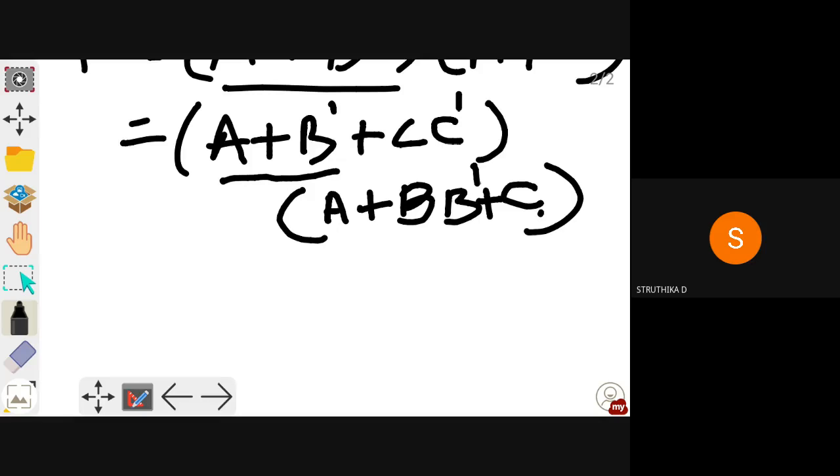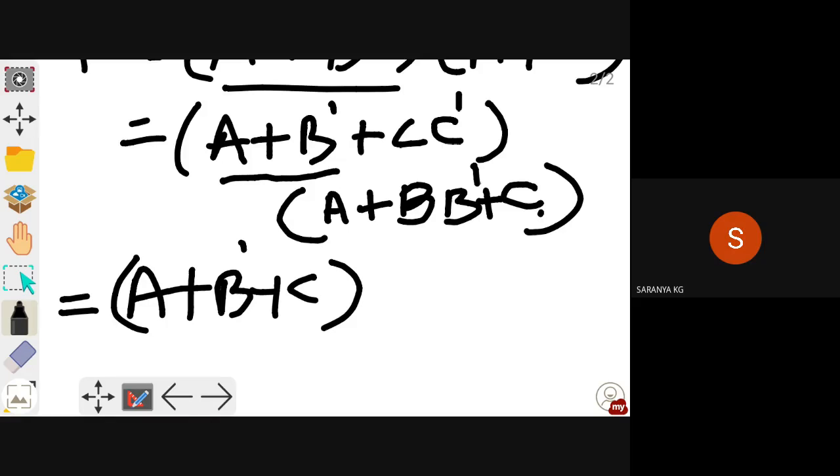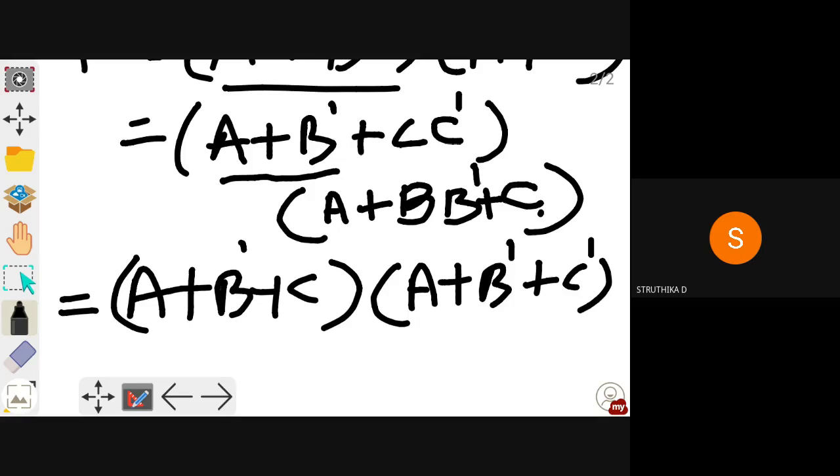So now how will you separate this? a plus b dash plus c into a plus b dash plus c dash. Is it clear? So that is the first one. Next you separate the next term.